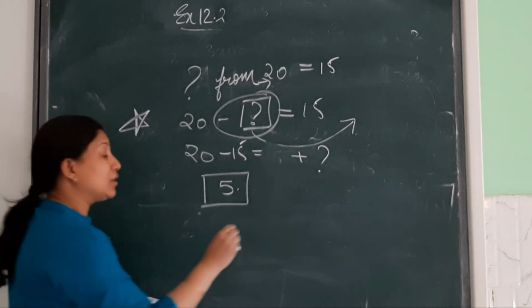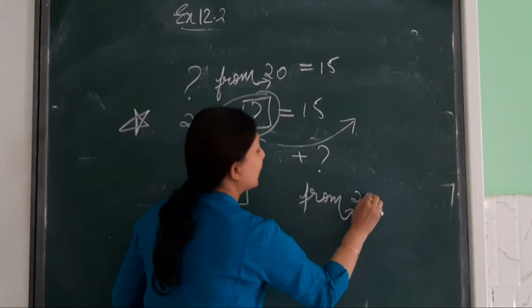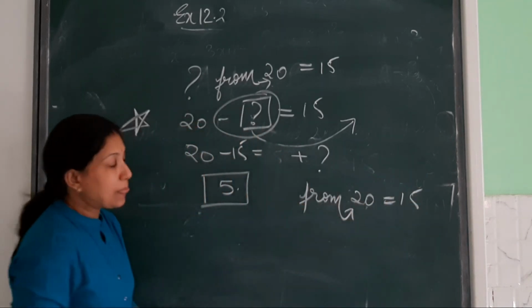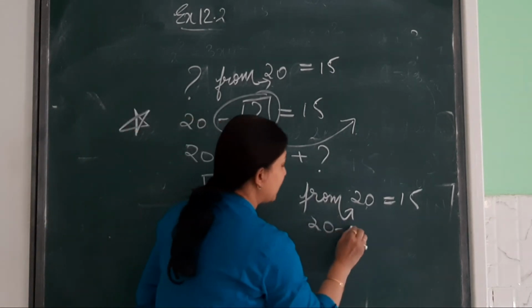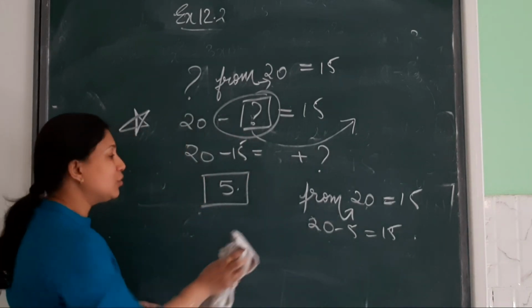Understood? Now check the question. What should be subtracted from 20 to get 15? From this, it has to be reduced. What is the answer? 5. Subtract: 20 minus 5. Your answer is 15. Understood what you have to do?